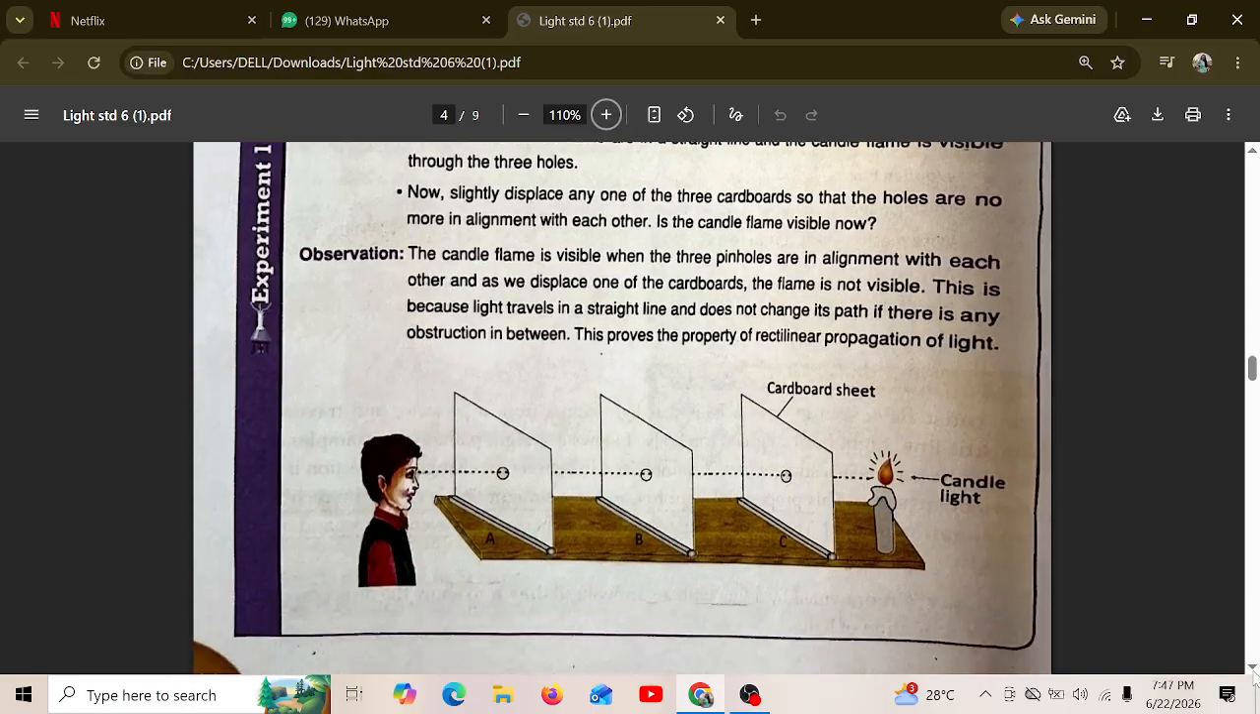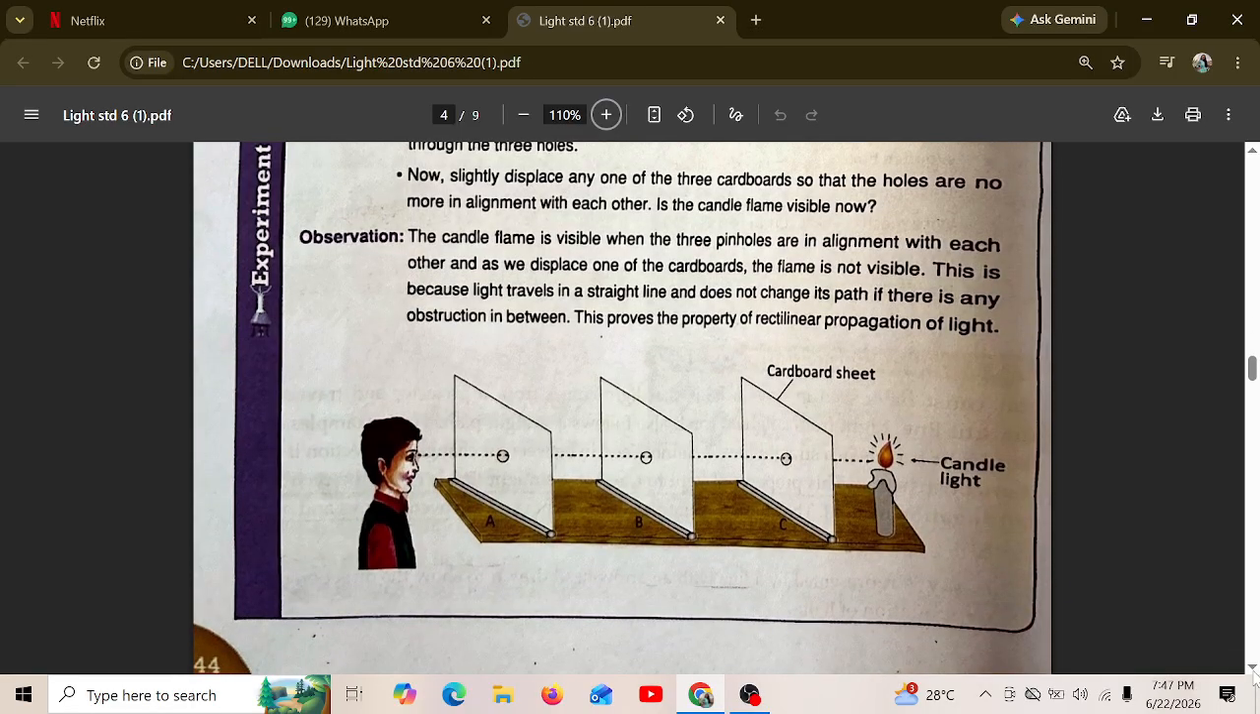Now see, children, one image has been given, which is an activity or experiment, where a boy is standing on one side of the table and on the opposite side of the table there is a lit candle. They have placed 3 cardboard sheets with small holes in the same point. In every cardboard, the hole is punctured in exactly the same place. But if the holes were not punctured in the same place, would the boy be able to see the lit candle on the other side of the table?